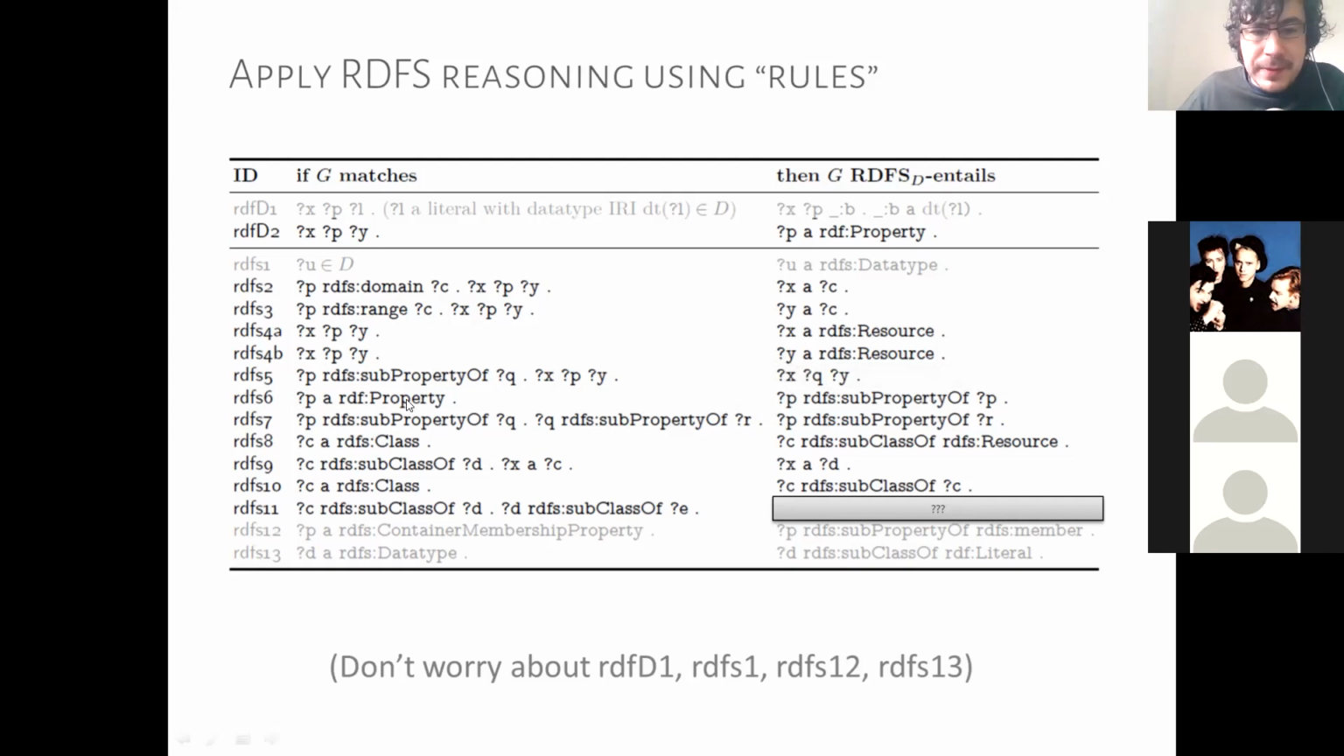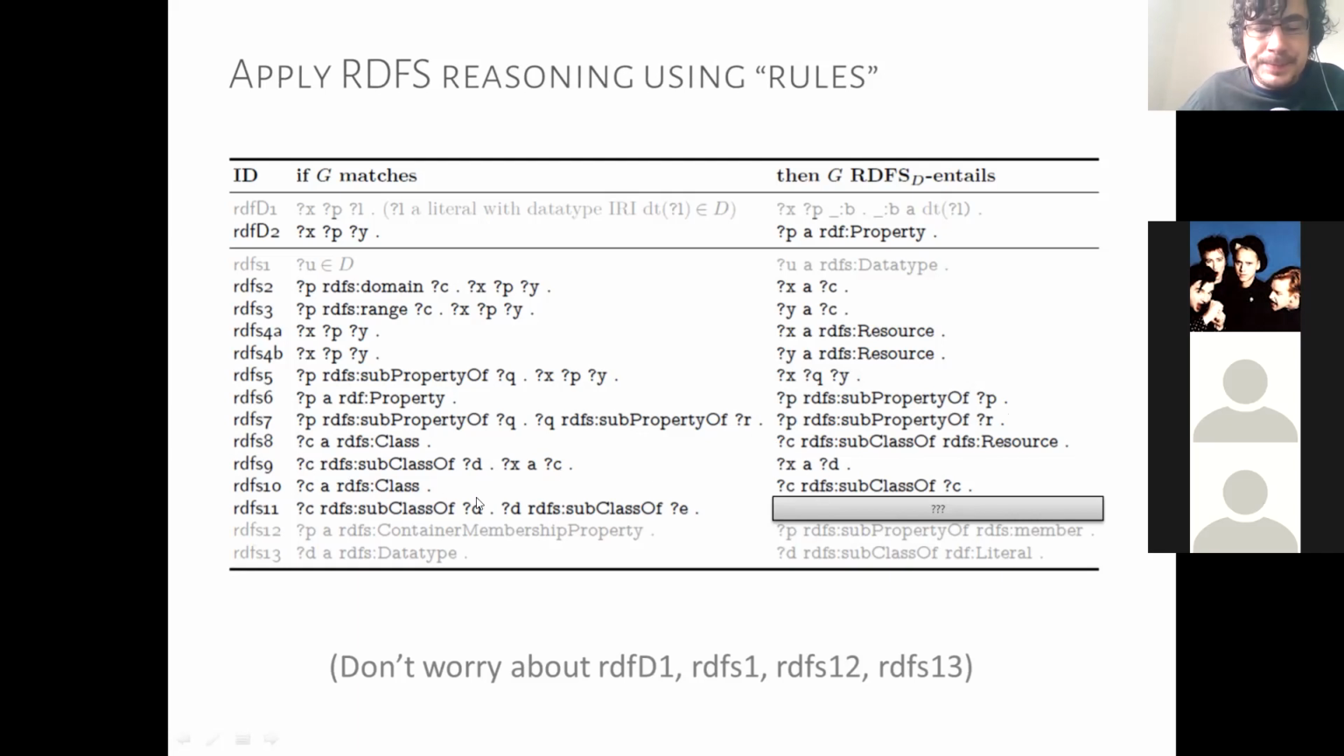Okay, more rules. If P is a property, then P is a subproperty of itself. All properties are subproperties of themselves. If P is a subproperty of Q and Q is a subproperty of R, then P is a subproperty of R. This is the transitivity of subproperty. So for example, if father is a subproperty of parent and parent is a subproperty of related to, then father is a subproperty of related to.